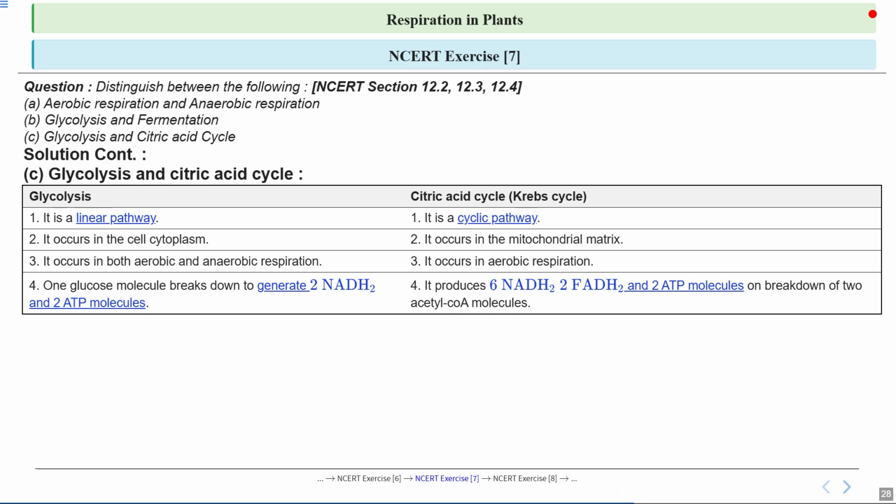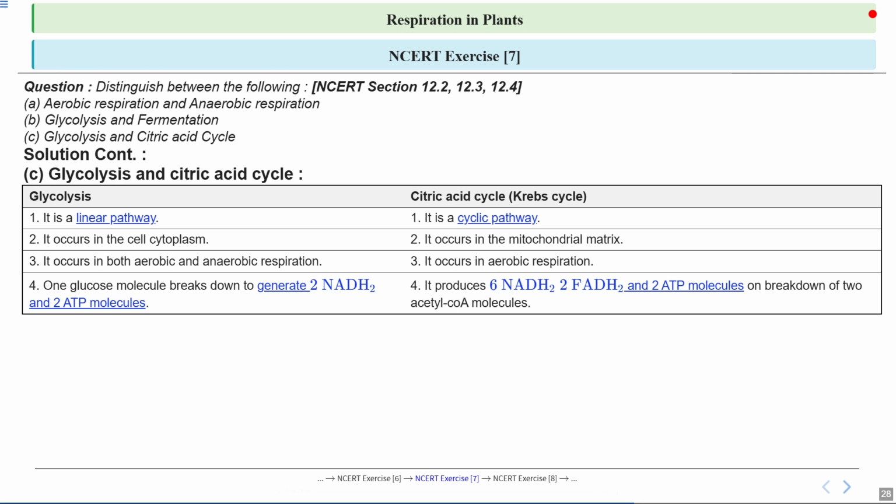Glycolysis is a process which occurs in the cell cytoplasm, and Krebs cycle occurs in the mitochondrial matrix. So first, glycolysis takes place, and the end product is pyruvic acid. This occurs in the cytoplasm. Now this pyruvic acid is then transported to the mitochondrial matrix where the Krebs cycle takes place.